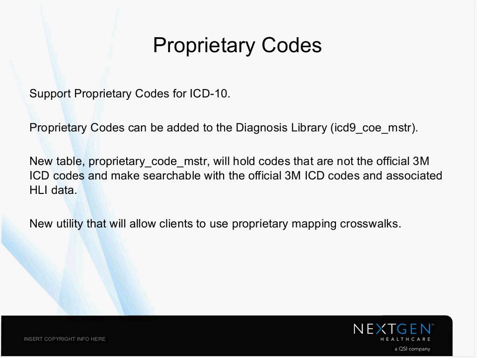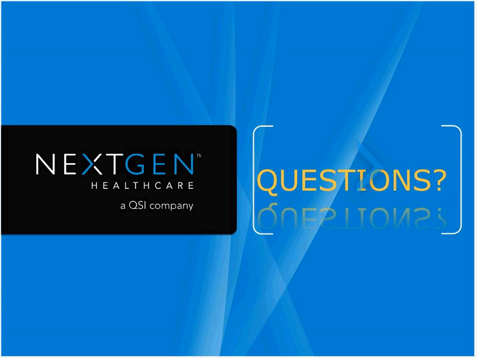Proprietary codes: support proprietary codes for ICD10. Proprietary codes can be added to the diagnosis library ICD9 ICD master. New table, proprietary code master, will hold codes that are not official 3M codes, and make them searchable for the official 3M ICD codes associated with the HLI data. New ability that will allow clients to use proprietary codes cross-mapping. Basically, that's just saying that if they had previous ones, you could pull the information in and still utilize it.